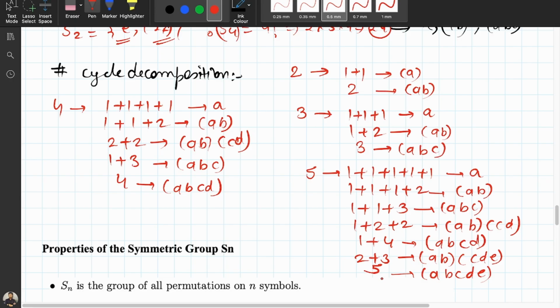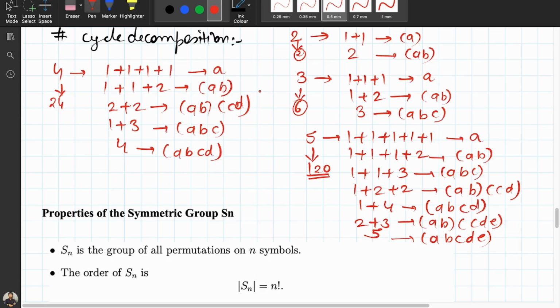So how many elements are there? 120 elements, 5 factorial elements are there. 24 elements are there, 6 elements are there, 2 elements are there. These are the numbers of elements, and these are the different forms of elements. Now come to the number of orders.